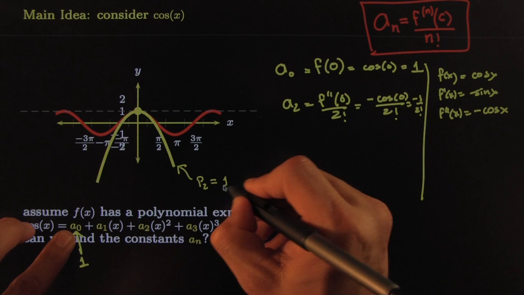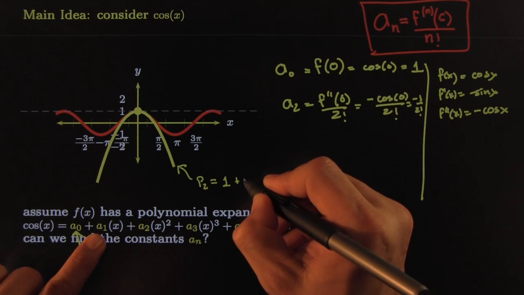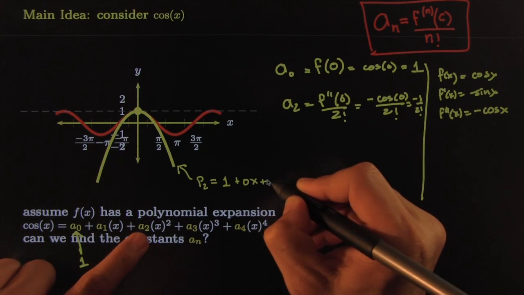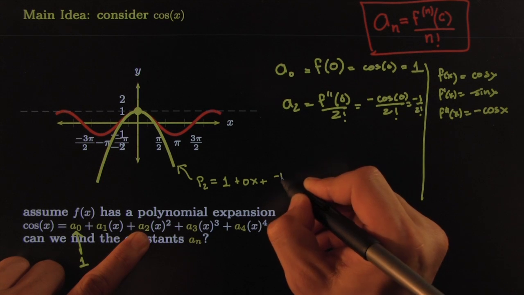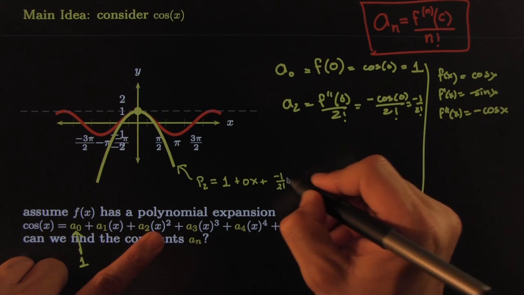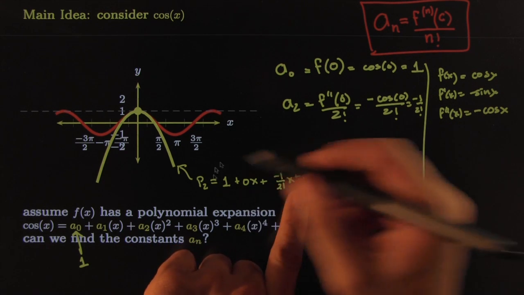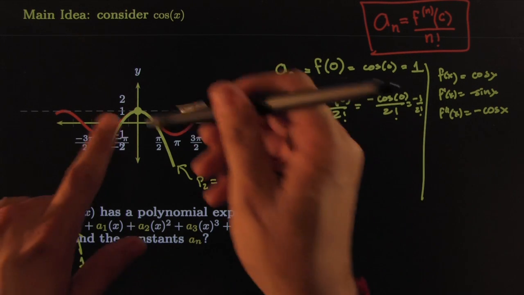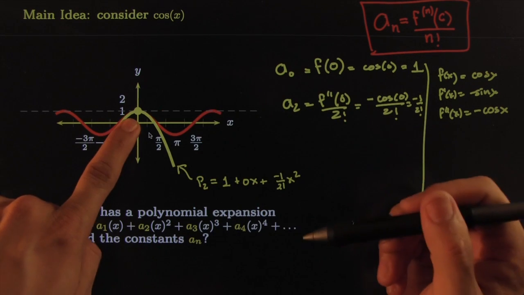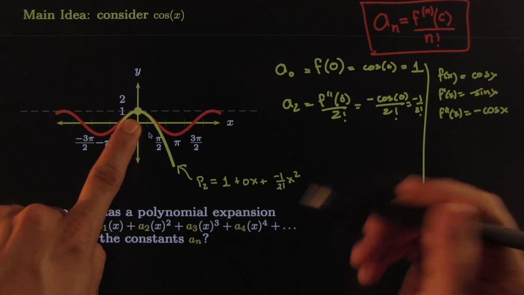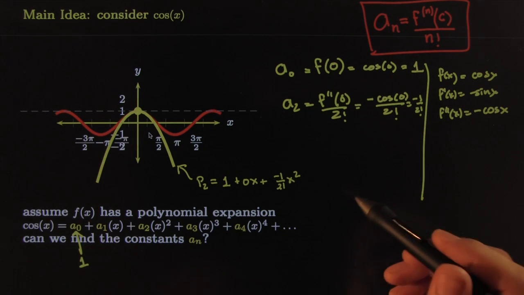A naught was equal to 1 plus, I already had this one. This one was equal to 0 x's. And now I've just got this one. This one is equal to negative 1 over 2 factorial x squared. So this right here is the formula for this best fitting parabola there. Nice, huh? But wait, there's more.